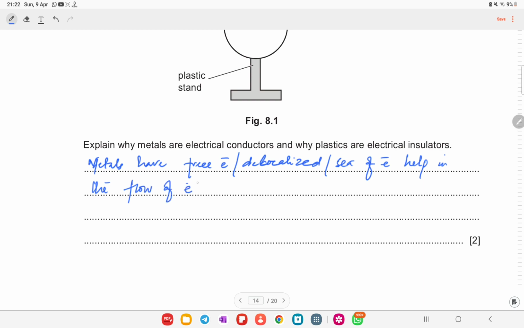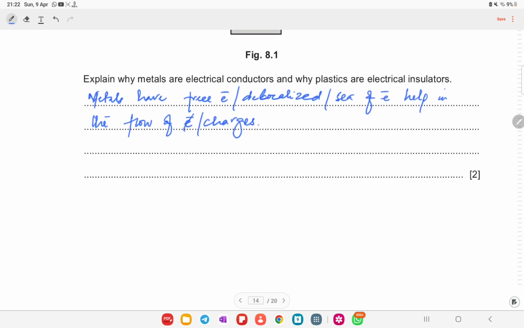flow of charges. It's better to write charges rather than electrons, because electric current can be either a flow of protons or a flow of electrons. So when you say charges, it can be either electrons or protons as well. The second point we are going to write is that plastics don't have these free electrons, so they are insulators.